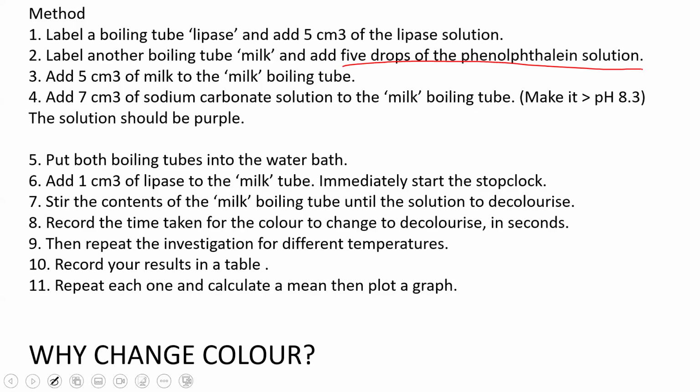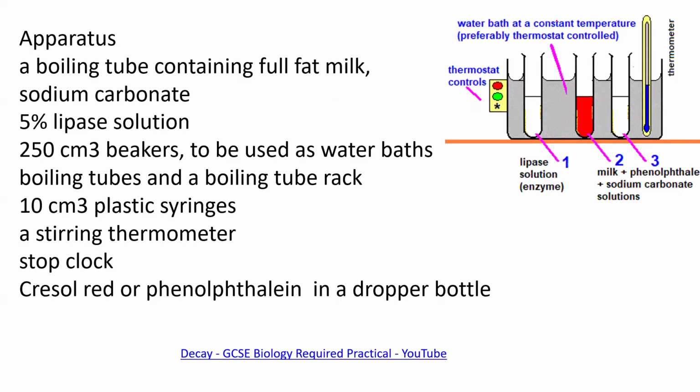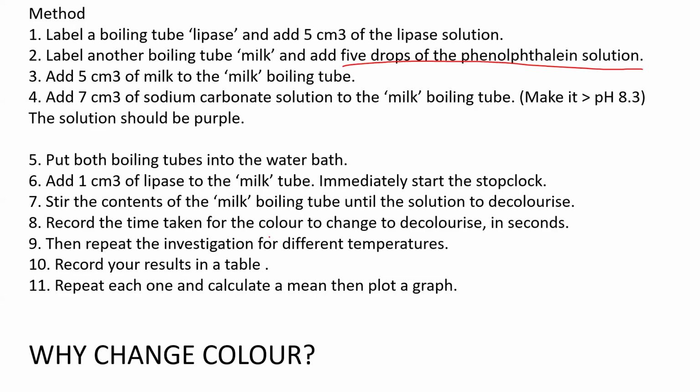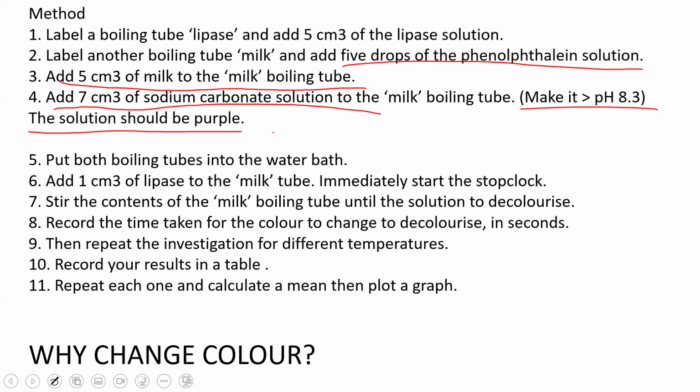Now there is another indicator you can use, which is called cresol red, but the main one that is used is phenolphthalein. 5 centimeter cubed of milk in the milk one, and then you add to that 7 centimeter cubed of sodium carbonate solution. So in that boiling tube now, you've got 12 centimeter cubed of liquid. The sodium carbonate makes it alkaline, greater than pH 8.3. The solution should then go a pinky purple color.